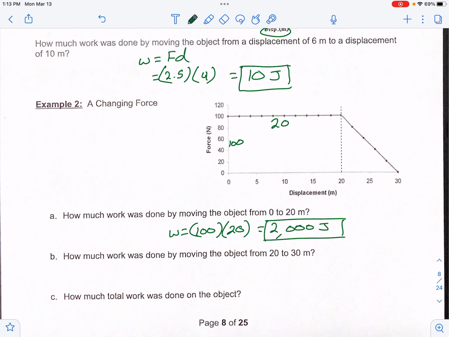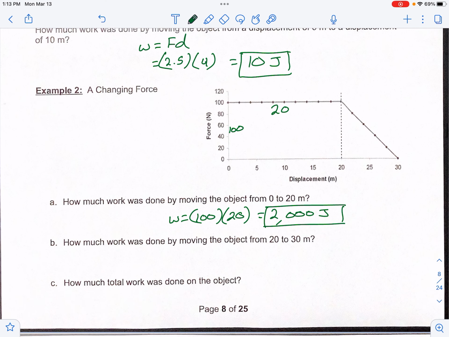Now, how much work was done by a moving object from 20 to 30? Now I care about the triangle. I don't care about the rectangle. From 20 to 30, my x would be 10. And my height is still 100. Remember, it's from the highest point. This is a triangle, so work equals 1/2 base times height. My base would be 10. My height would be 100. So my answer would come out to be 500 joules.